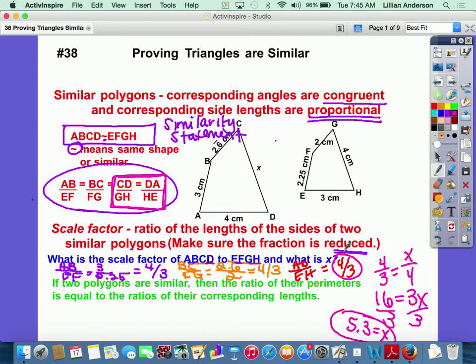If two polygons are similar, then the ratio of the perimeters is equal to the ratio of their corresponding lengths. In other words, if I were to add up all these sides for both of these two polygons, their perimeters would have the same ratio as their sides would, okay? So if I were to add up all the sides here, 3, 4, 2, 2.25, I will get 11.25. That is my perimeter. Okay?